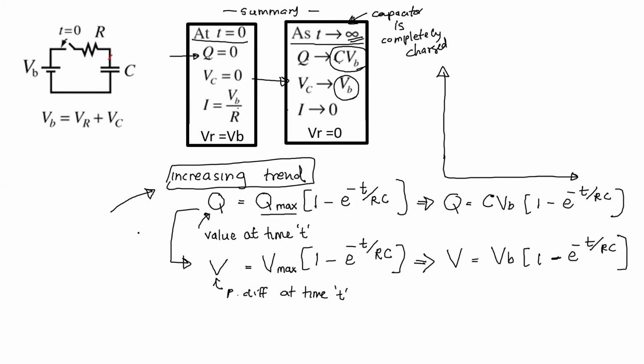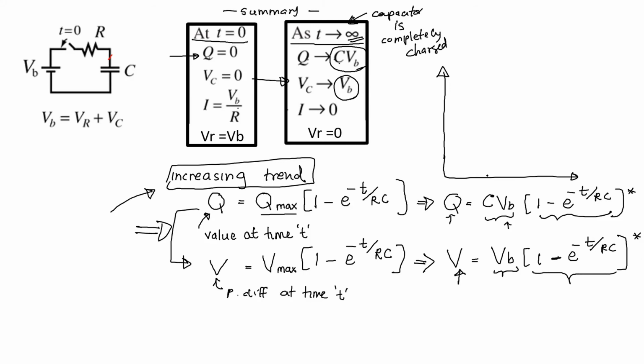So can you see that? These are the two quantities which show an increasing trend. They both have a very similar equation and follow the same format. The value at time t is equal to the maximum value times this part. Here also, the voltage at time t is equal to the maximum voltage it can have times this factor.